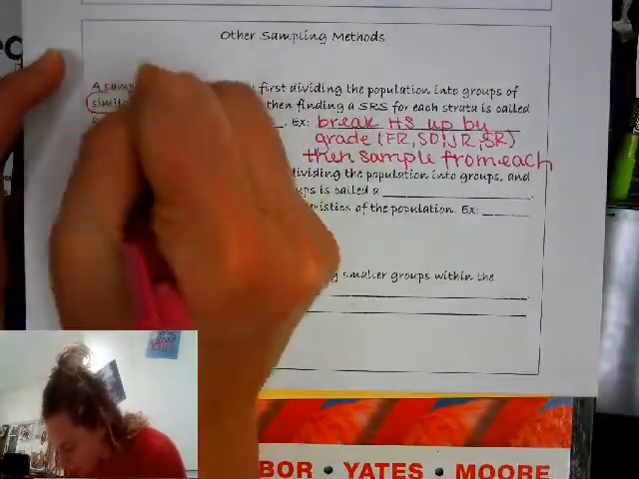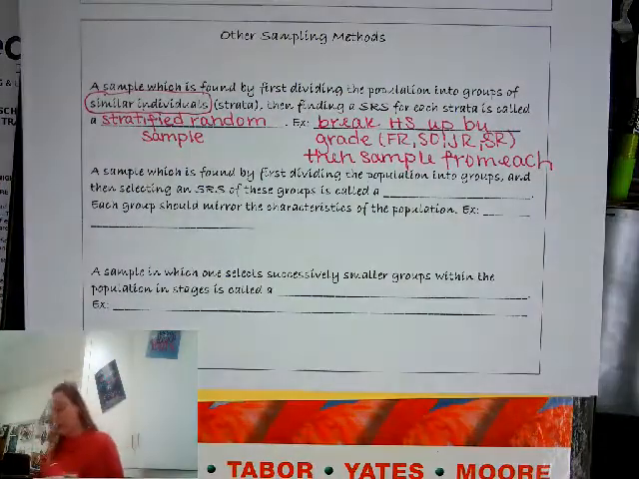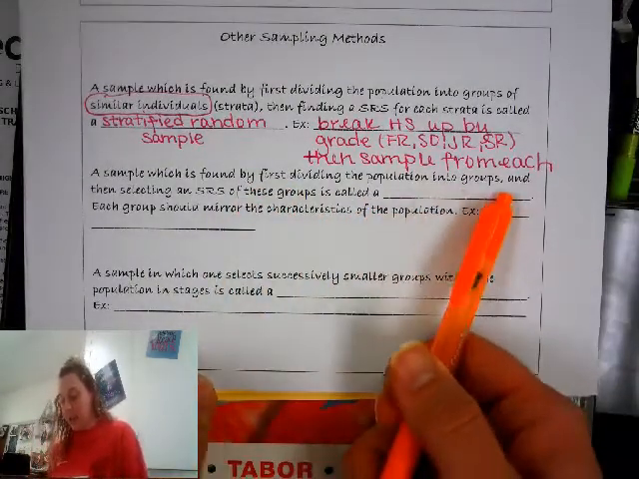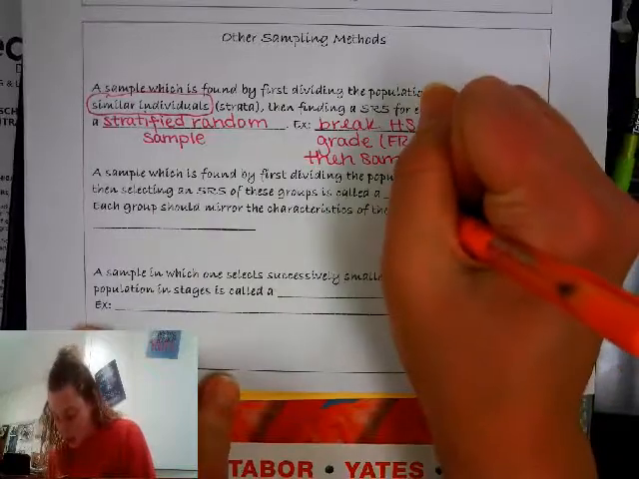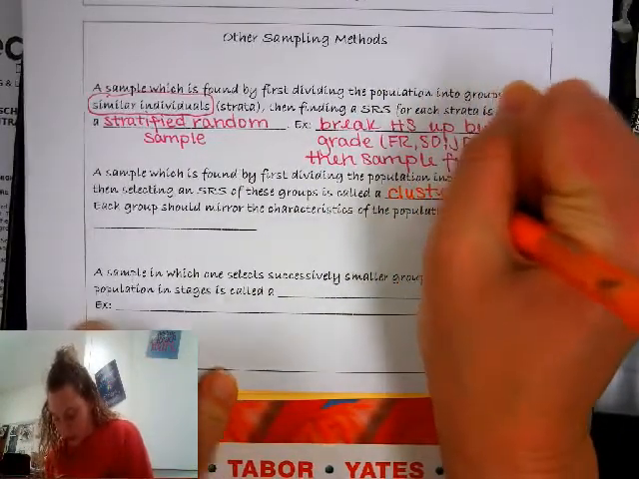When you take a sample that is found by dividing the population into groups and then selecting an SRS of the groups, it is called a cluster sample. And each group, here's the catch, each group should mirror the characteristics of the population. Oops, I forgot the word sample.